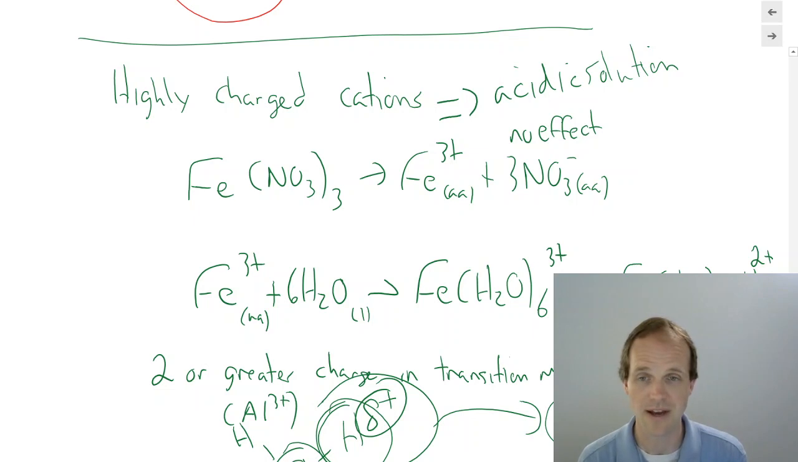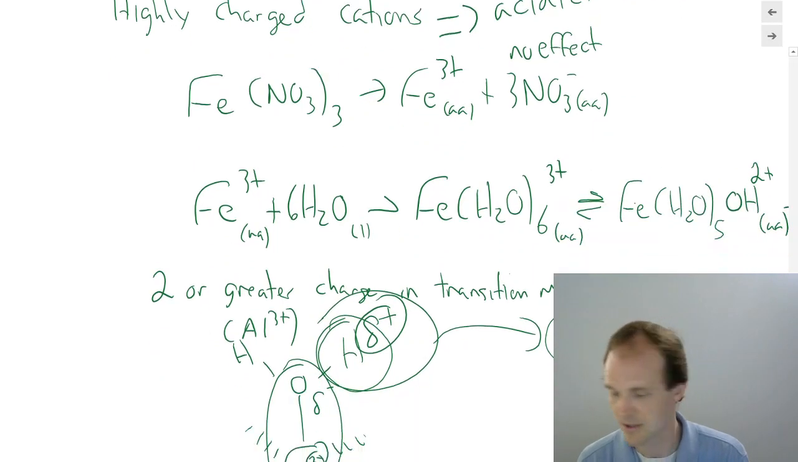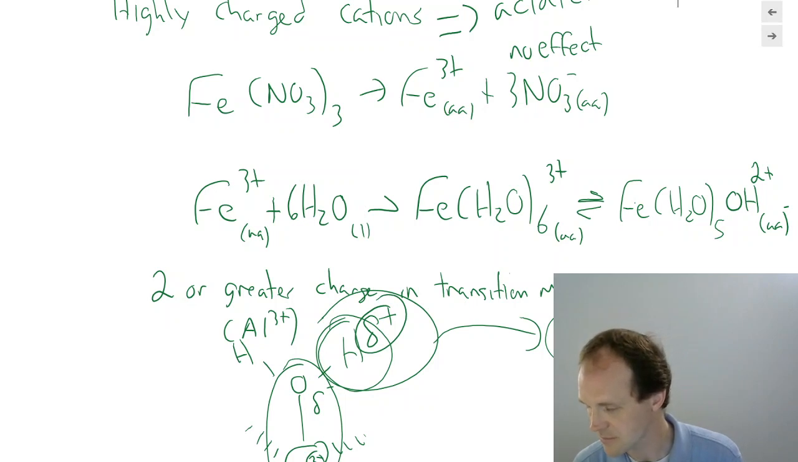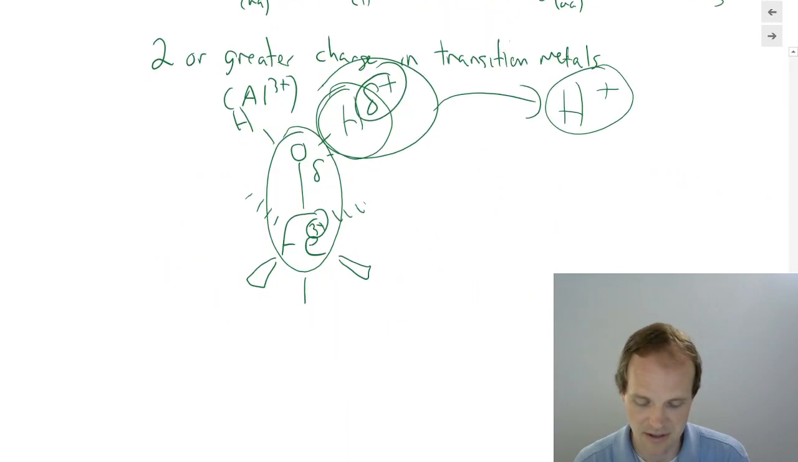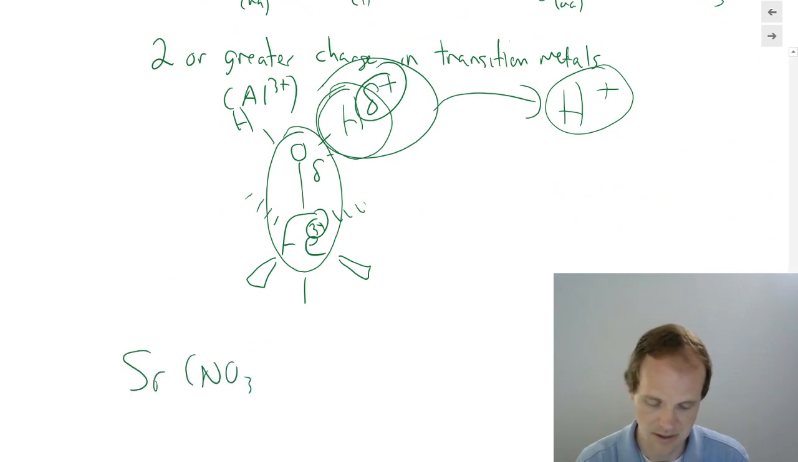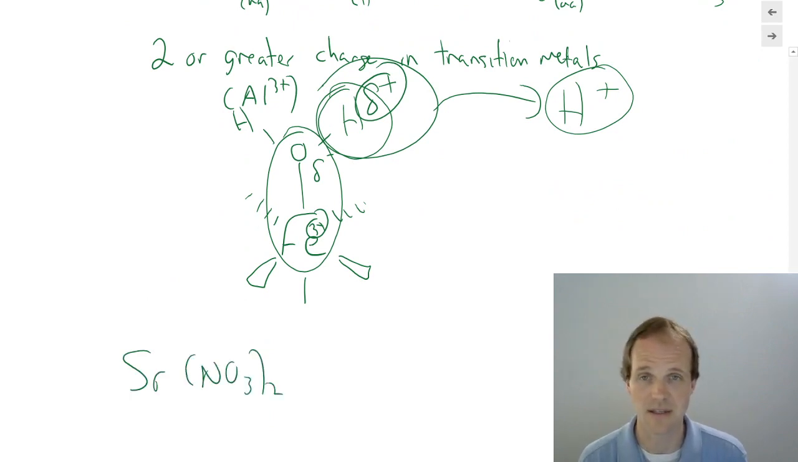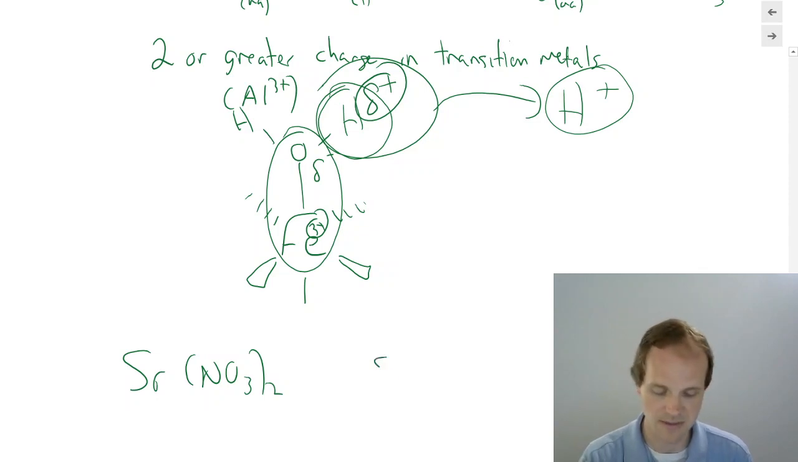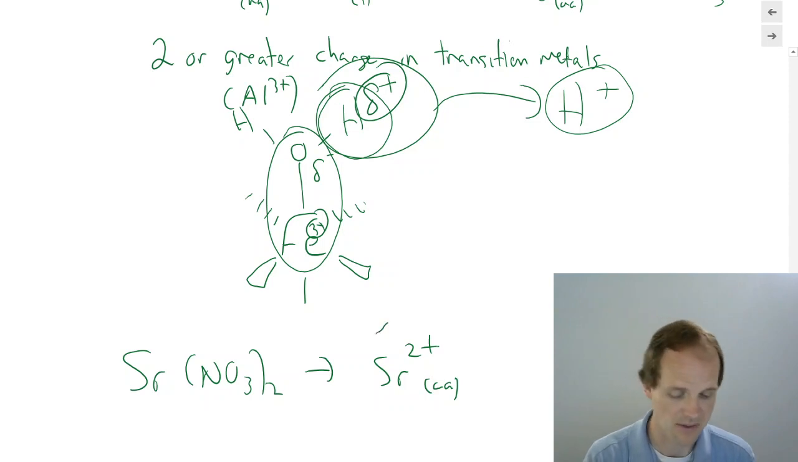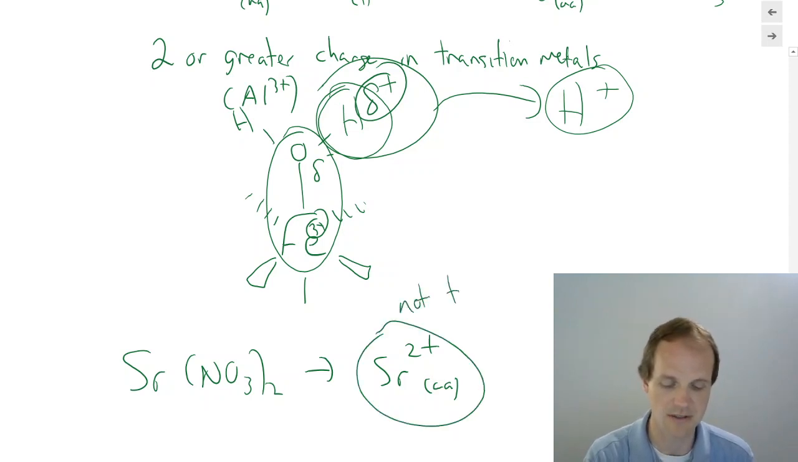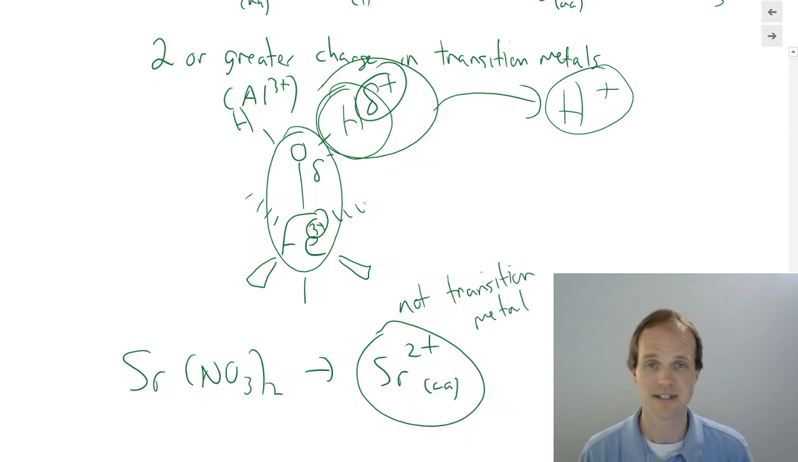Now, what if I were to tell you something about, let's say, strontium nitrate, Sr(NO3)2? Is that going to do anything? And you're like, oh, look, I've got strontium. It's going to break apart. All my nitrates are soluble. I've got strontium 2+. That's a metal, and it's got a +2 charge. Let me go ahead and do this thing that you just did, Professor Clemens. But notice that strontium is not a transition metal. So you don't want to do it to strontium. Strontium's not going to do that.